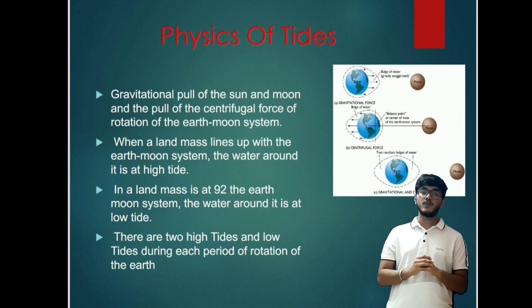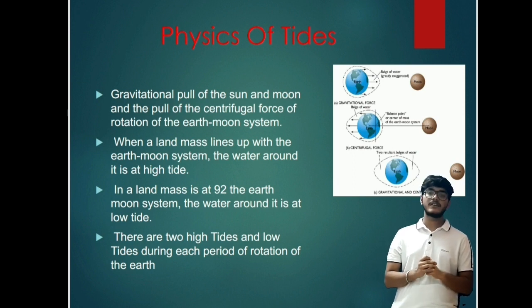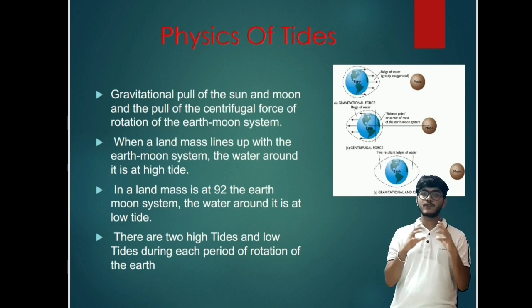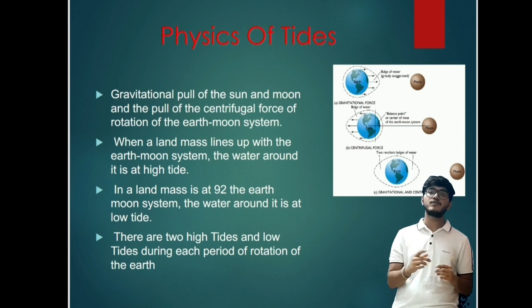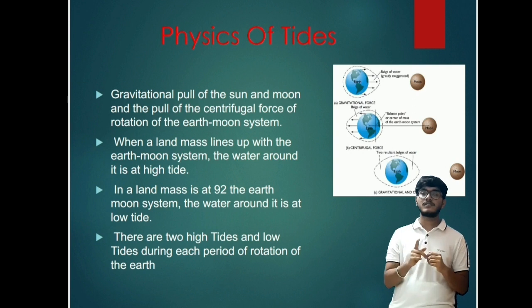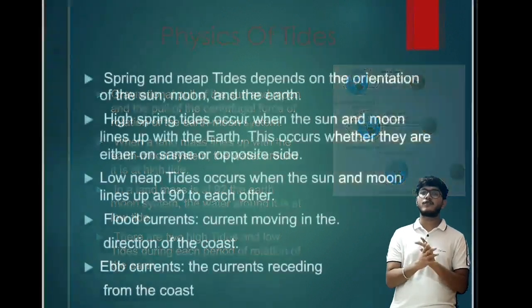As I said, the moon is the secondary source. This is the reason why the tides are created. The gravitational pull of the sun and the moon and the pull of the centrifugal force of the rotation of the earth-moon system are responsible for creating the tide. When the landmass lines up with the earth-moon system, the water around it creates a high tide. If the landmass is at 90 degrees to the earth-moon system, then the water around it is at low tide. There are two high tides and two low tides during each period of rotation of the earth.